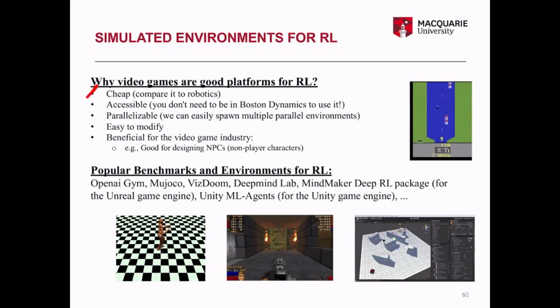It is accessible, which is related to being cheap. You don't need to be, for instance, at Boston Dynamics to use it. You can just write something or download something and use it. It's parallelizable, so we can easily spawn multiple parallel environments. And they're easy to modify because it's basically just code, and you can modify your code and create multiple environments from that. It is also beneficial for the video game industry, for instance, for designing NPCs.